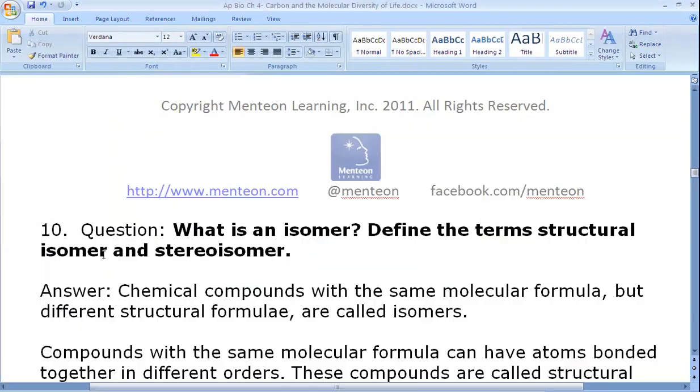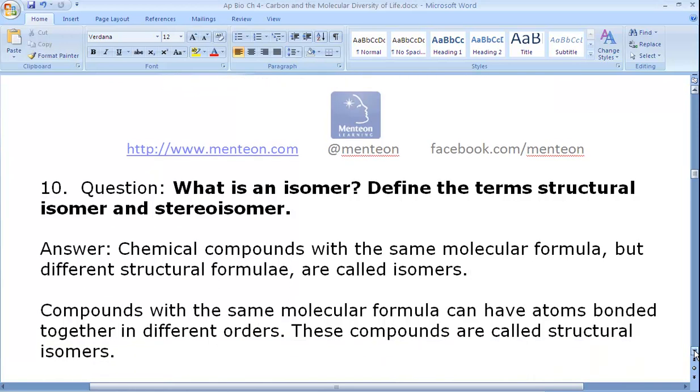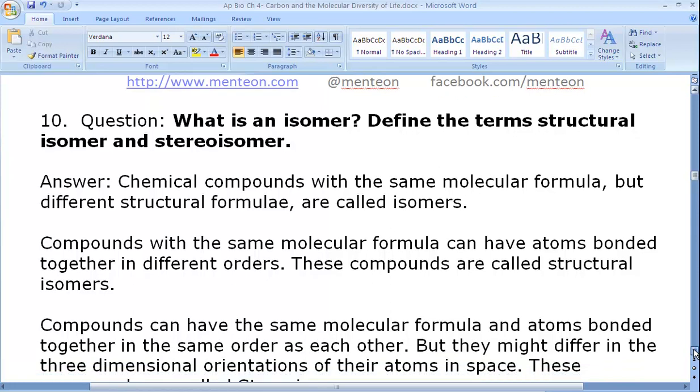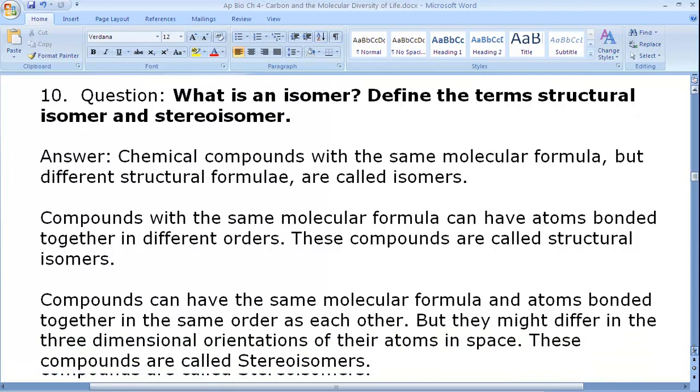Now, what are isomers? Chemical compounds with the same molecular formula but different structural formulae are called isomers. Compounds with the same molecular formula can have atoms bonded together in different orders. These compounds are called structural isomers.